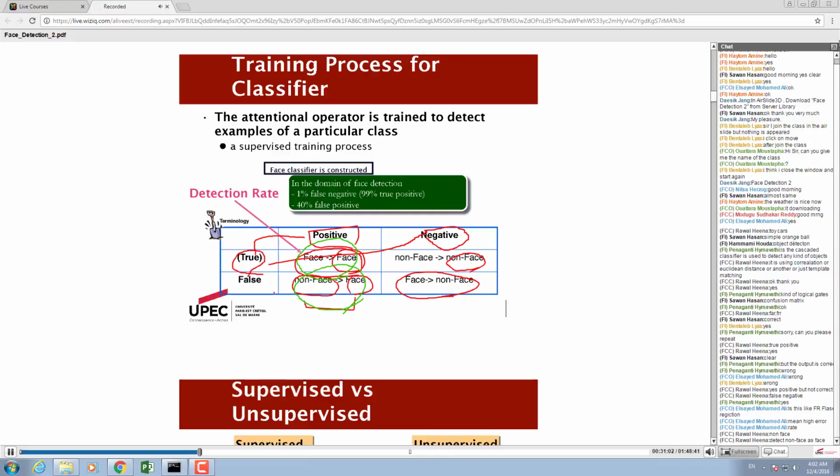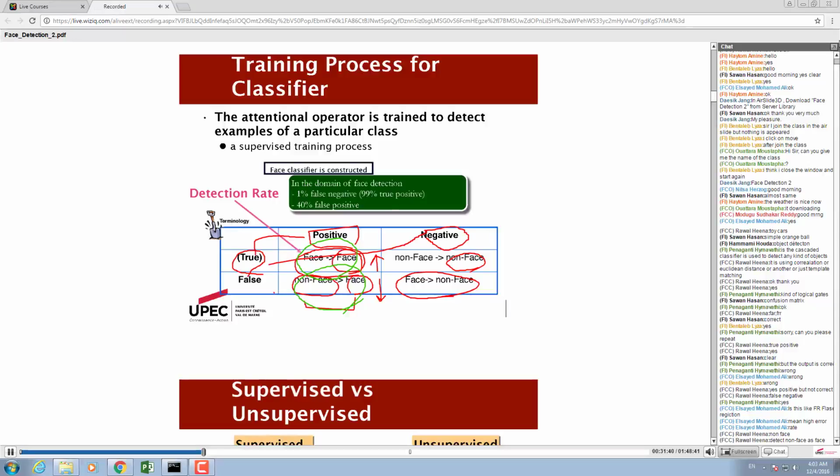Okay. So when we are designing the learning system, our purpose is to achieve very high true positive, and very low false positive. So true positive should be very high, and false positive should be very low. Okay, so that is the target of the training learning system.